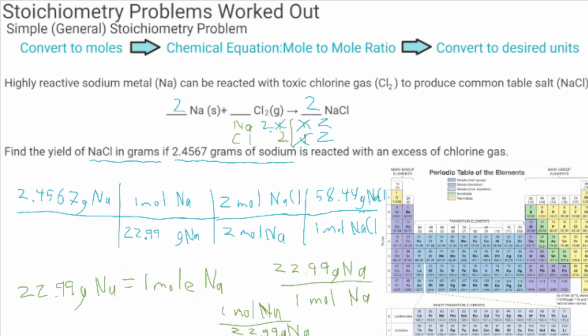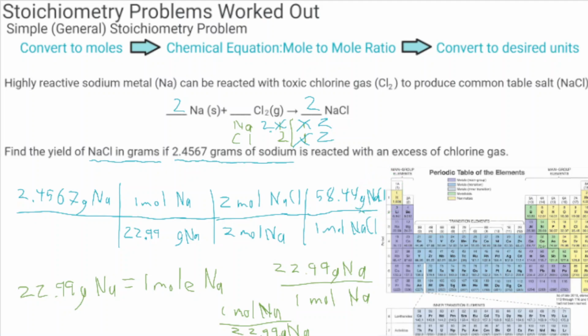And so now, since we have our desired units, we can go back and double check just to make sure all our units cancel. Grams of sodium cancel out grams of sodium. Moles of sodium cancel out with moles of sodium. Moles of sodium chloride cancel out with moles of sodium chloride. And we're left with grams of sodium chloride, which is what we're looking for.